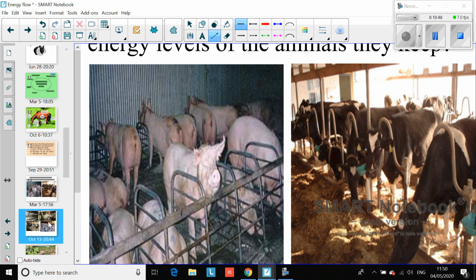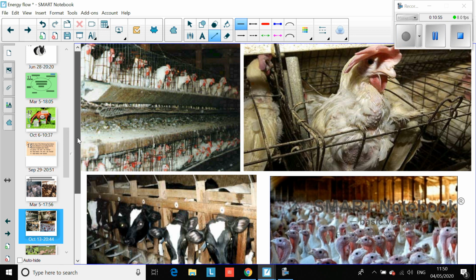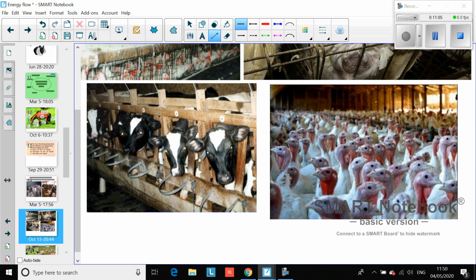If we go to other animals, for example, we've got battery chickens kept in these very small cages. We've got, I think, a picture of the cows, just kept in these little pens, just with their heads sticking out so they can feed. Or I think these are turkeys, which are kept in these very small barns, thousands and thousands of them.